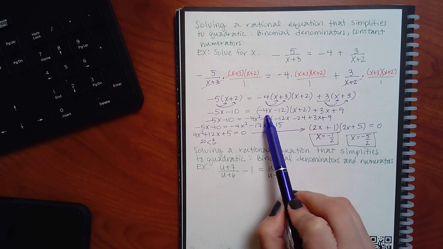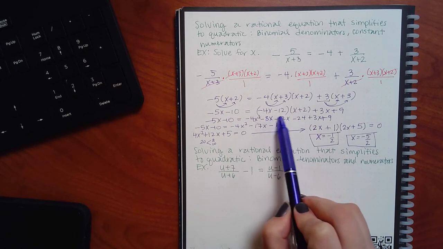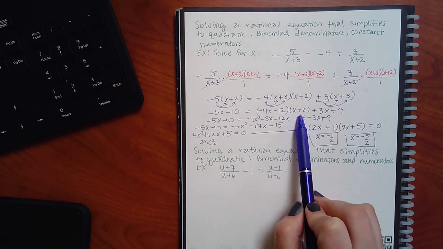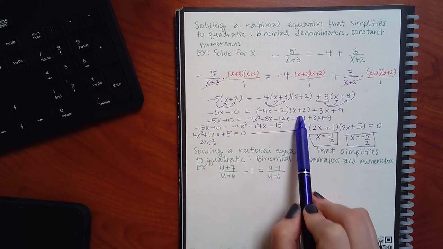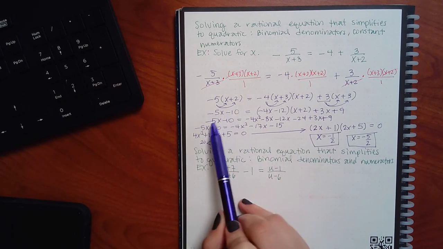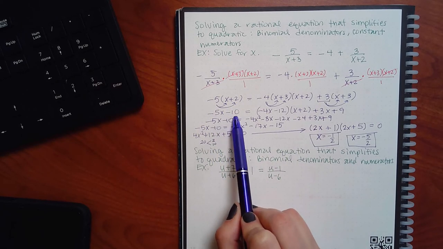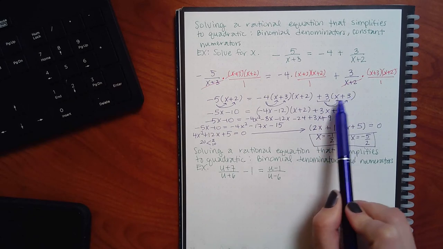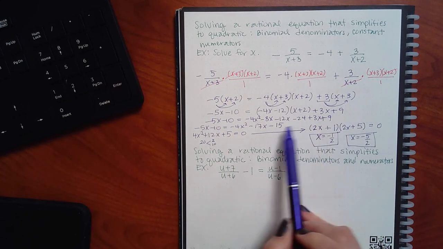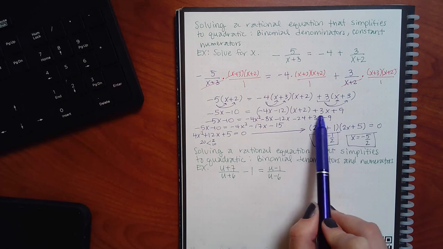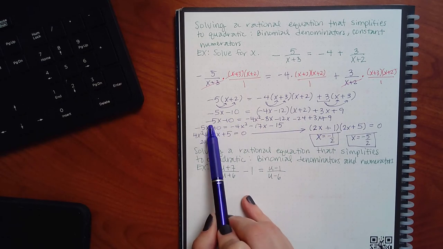So I did all negative 4, we get negative 12, but then this whole quantity has to get multiplied to the x plus 2. Right. Okay? So then here we distributed, we got negative 5x, we get negative 10. Here we distributed, we got 3x and positive 9. But now I'm going to distribute this. So I just rewrote those two terms and I just rewrote those two.